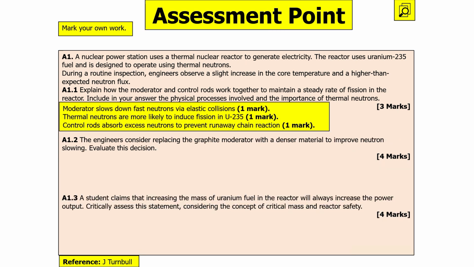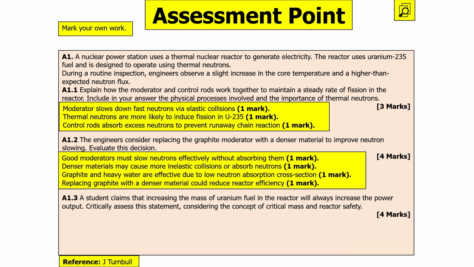Right, the moderator slows down fast neutrons via elastic collisions. Thermal neutrons are more likely to induce fission in uranium-235, so the control rods will absorb the excess neutrons to prevent a runaway chain reaction. Now, good moderators must slow the neutrons effectively without absorbing them. The denser materials may cause more inelastic collisions or could absorb neutrons. So graphite and heavy water are effective due to their low neutron absorption cross-section. So replacing graphite with a denser material could actually reduce reactor efficiency.